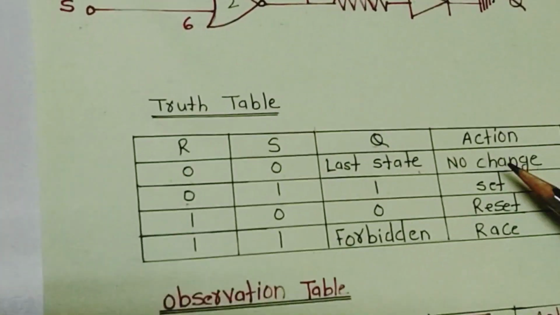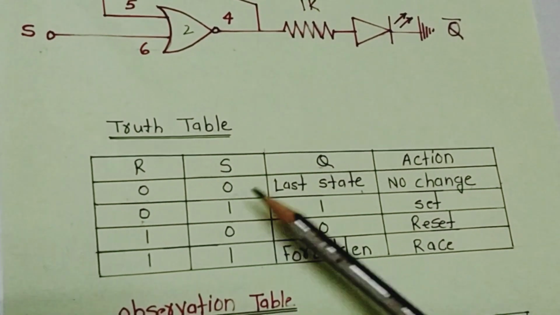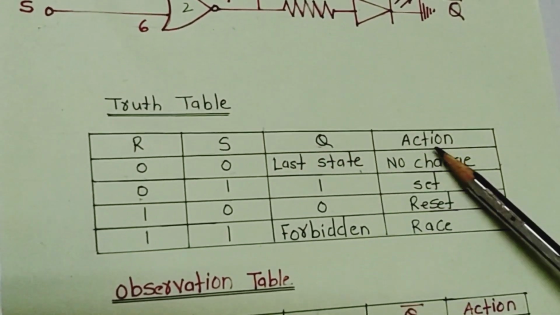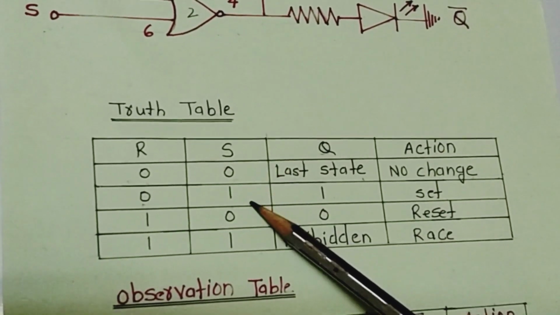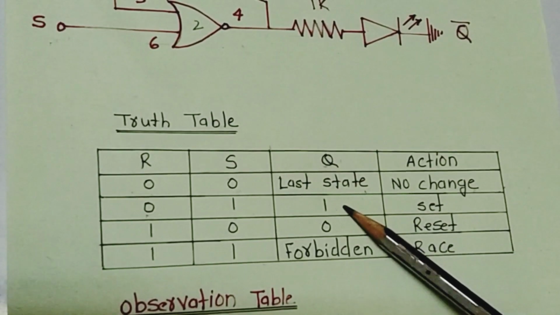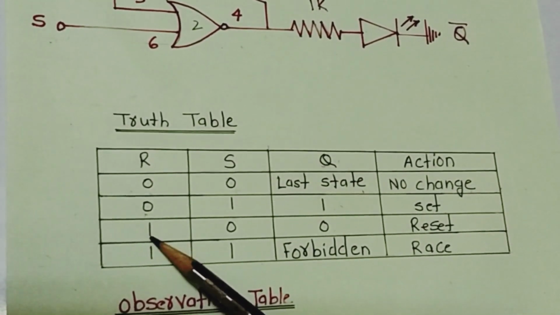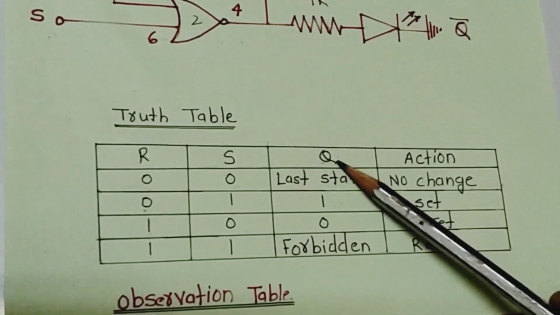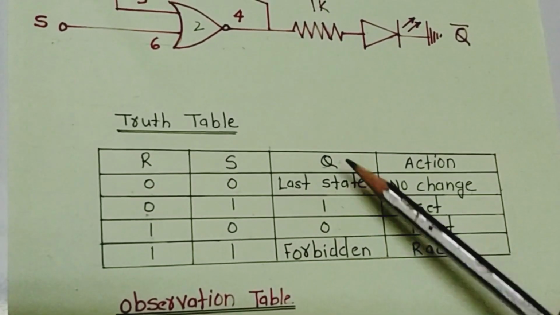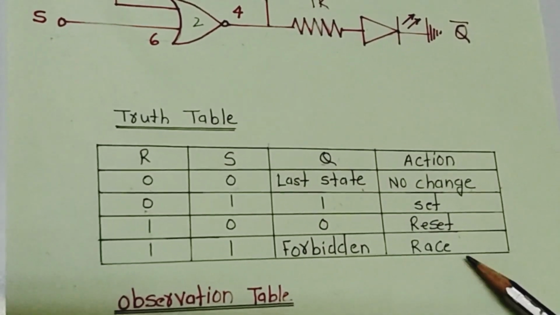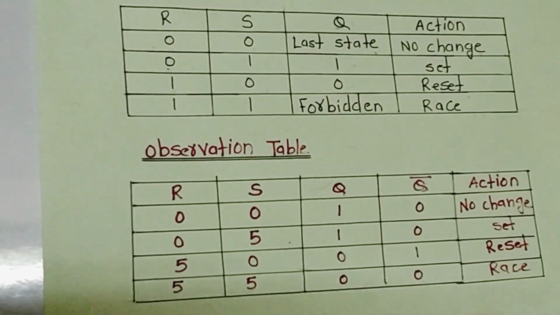This is the truth table of the circuit. See here, R and S both are 0, 0: output is the last state and the action is no change. Now R is 0, S is 1: output is 1 and the action is set. Now interchange the inputs, R is 1 and S is 0: output is 0 and the action is reset. Both are 1, 1: output is forbidden and the circuit action is race. And this is your observation table.